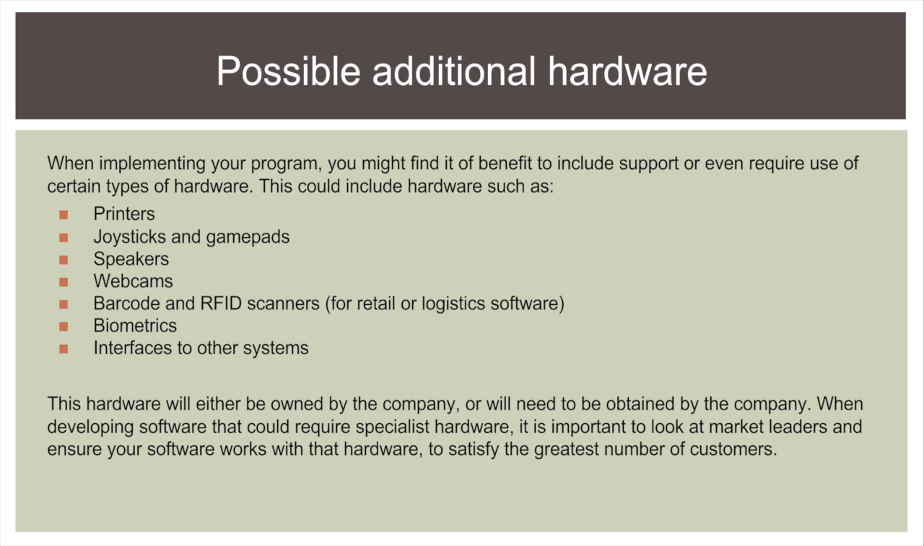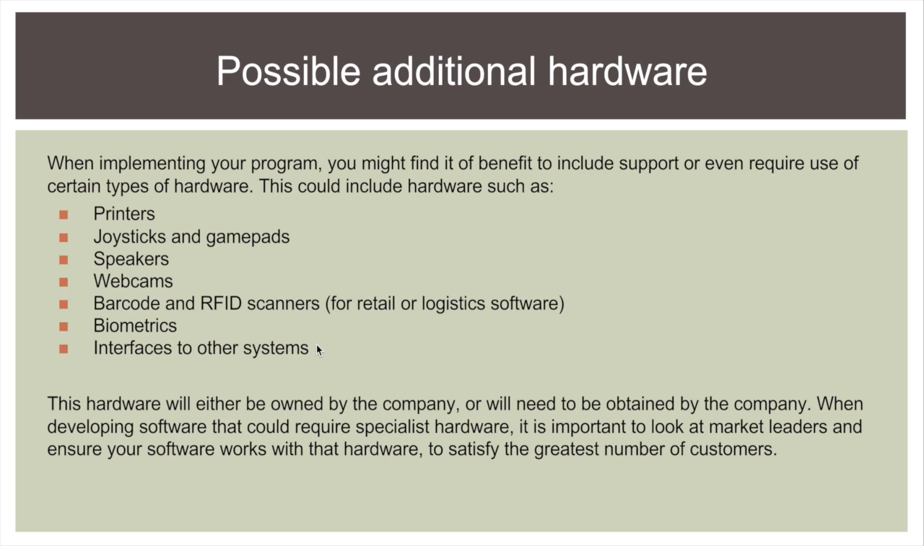Possible additional hardware. When you're implementing your program, you might find it of benefit to support other hardware. We've got things like printers, which most pieces of software would have some sort of implementation to allow you to print. We've got joysticks and gamepads if you're making a game. You might want to support those. Speakers, again, if you're making a game, you might want to support things like 5.1 or 7.1 surround sound. You've got webcams if you're doing video conferencing software. You've got barcode and RFID scanners for retail or logistics to enable you to scan things on your computer. Biometrics such as iris scanners, fingerprint scanners, thumb scanners, all those sorts of things to enable security.